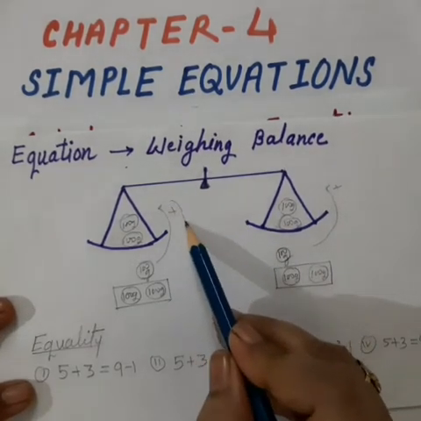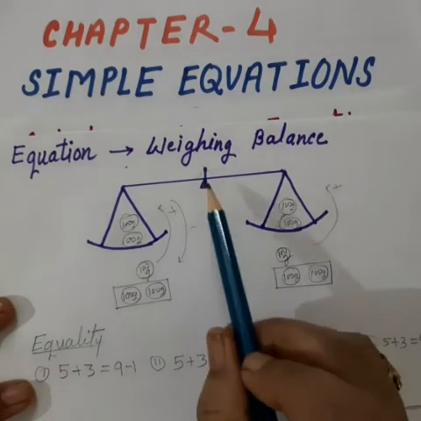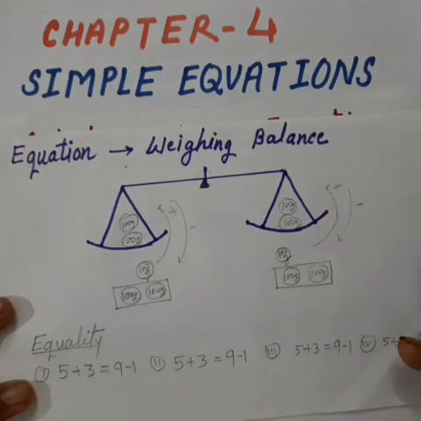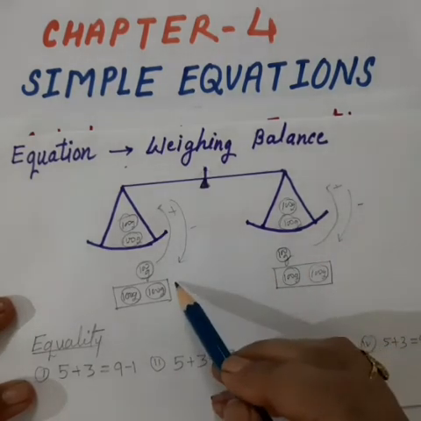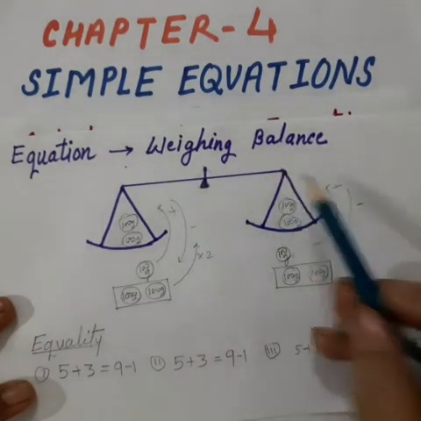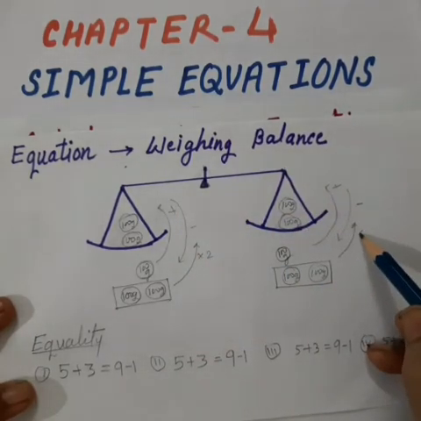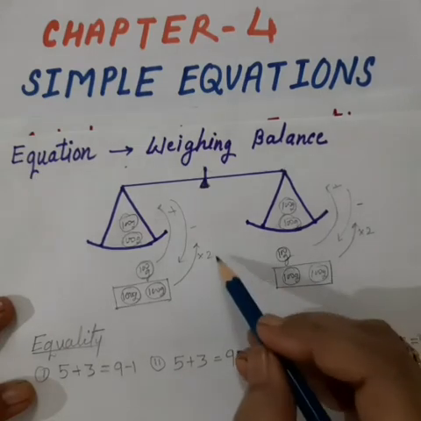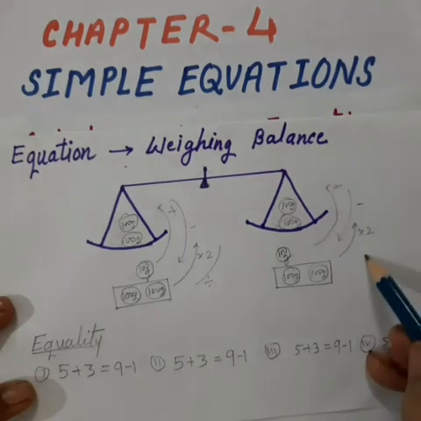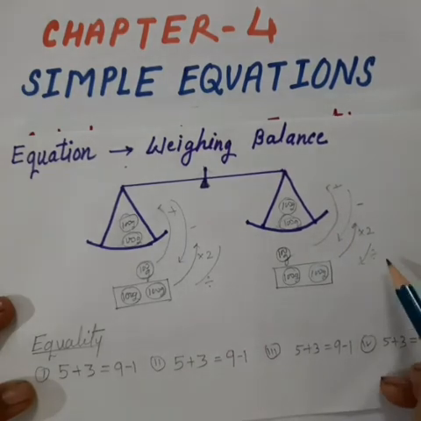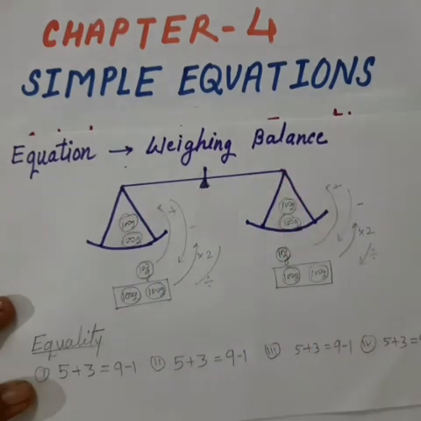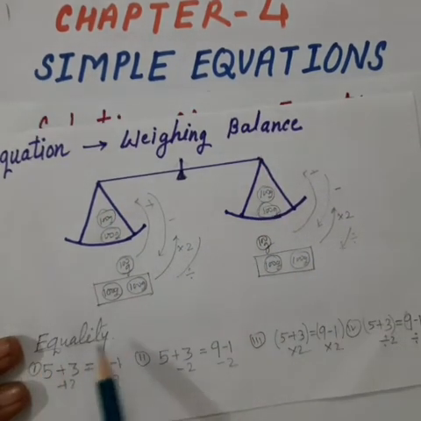If you are removing 100 grams from here, to keep it balanced you also have to remove 100 grams from here. If you are adding 100 grams two times, from here also you have to add it two times. If you are removing 100 grams two times, from here also you have to remove 100 grams two times to keep the weighing balance balanced. The same principles are true for equality also.